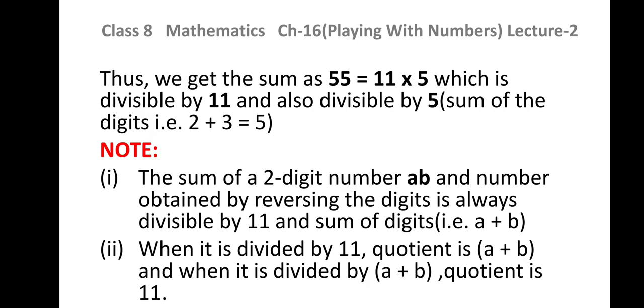And when I divide the sum 55 by 5, what will be the quotient? Obviously, the quotient will be 11. So, dear children, in the questions which will be asked from you in the NCERT book, or from the exemplar or any other test, you are supposed to directly use these results, like the sum of a two-digit number and the number obtained by reversing the digits is always divisible by 11 and the sum of the digits. Likewise, you are supposed to use the direct results.